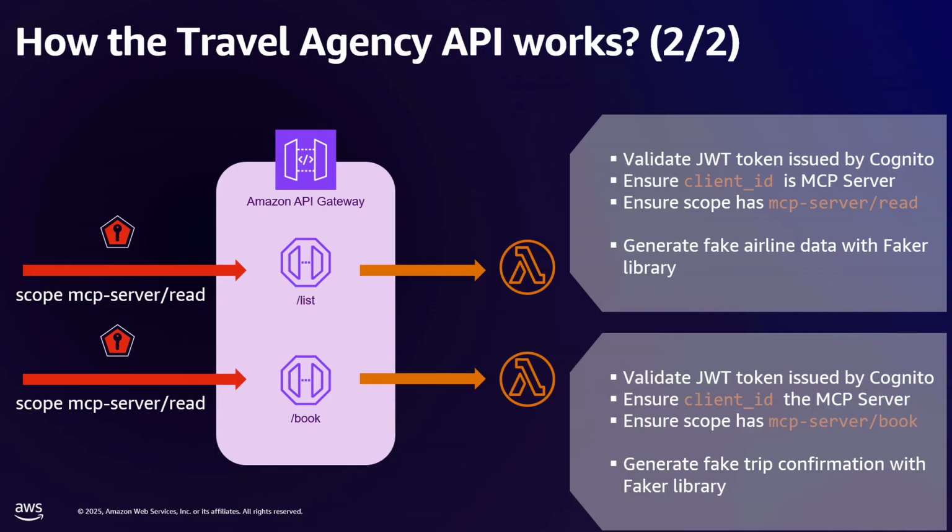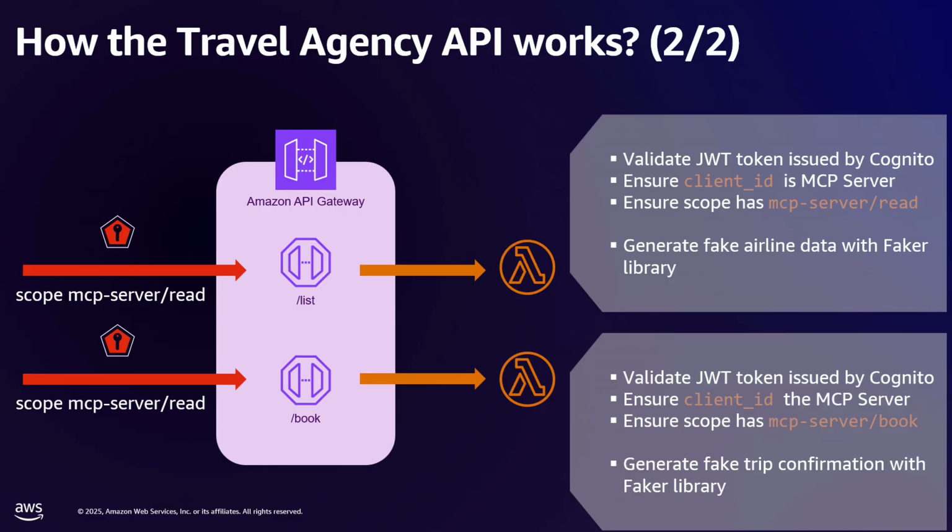The important thing about the third one, this one, is that the top part about read is the same. It is how the travel agency listing API is going to validate the request by looking at whether it's a valid JWT token issued by Cognito, whether the client ID is the MCP server itself, the one sending the request, and the scope has MCP server/read, which I talked about. It's more of a listing.